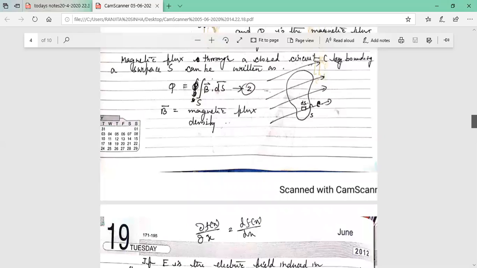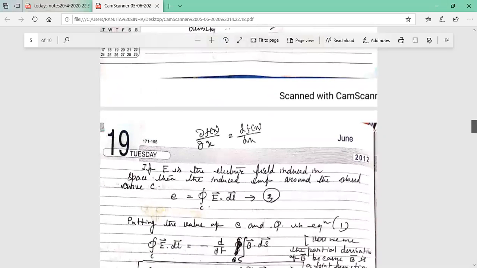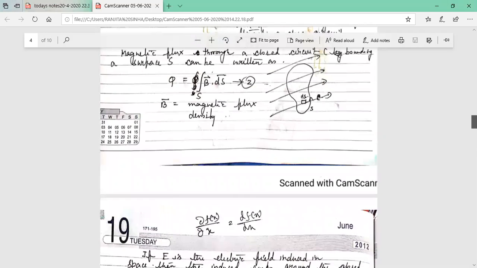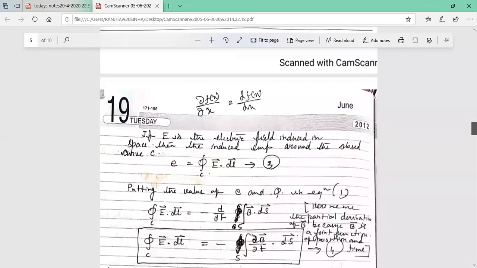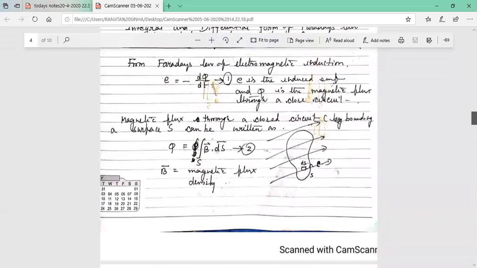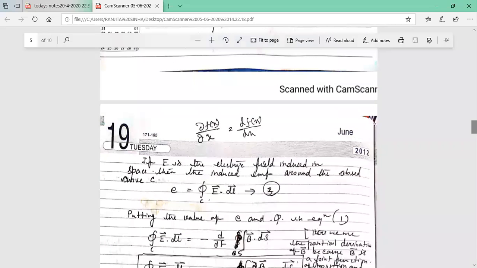Now, in equation 3 it is EMF, and in equation 1 it is also EMF. So both are equal. We can equate equation 1 and equation 3. So we are writing the line integration of E dot dl equal to what? Minus d/dt of the surface integration of B dot ds.